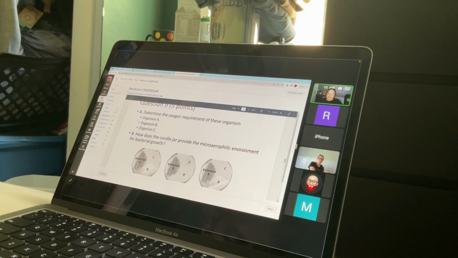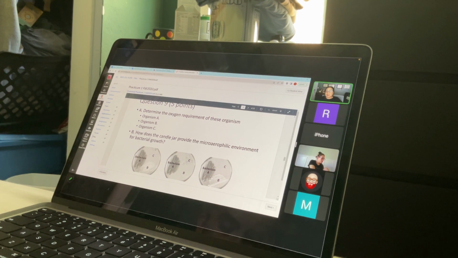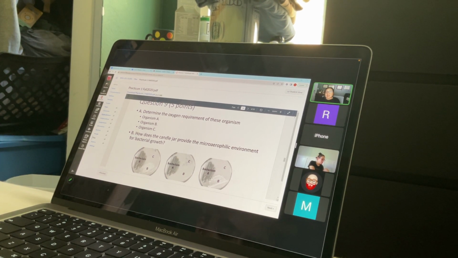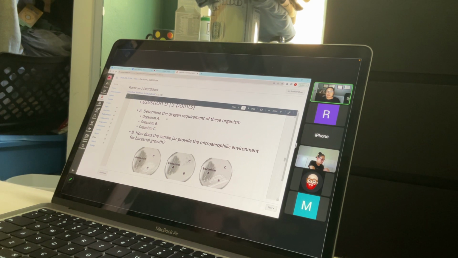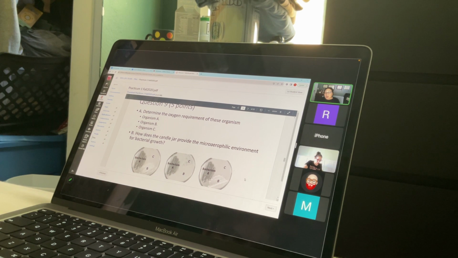The next one is still on oxygen requirement, but this time we have plates. And just like you guys did in class, the plate has 4 different quadrants. And so now I'm asking the same thing. Determine the oxygen requirement for these organisms. And then on the plate is A, B, C. So you have to look at the growth density across the plate for organism A, and then that will help you determine the oxygen requirement.